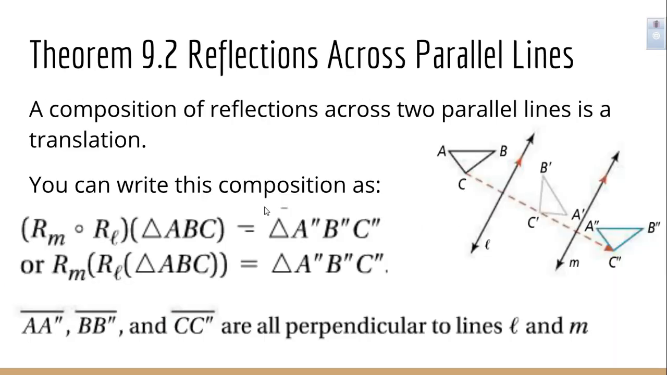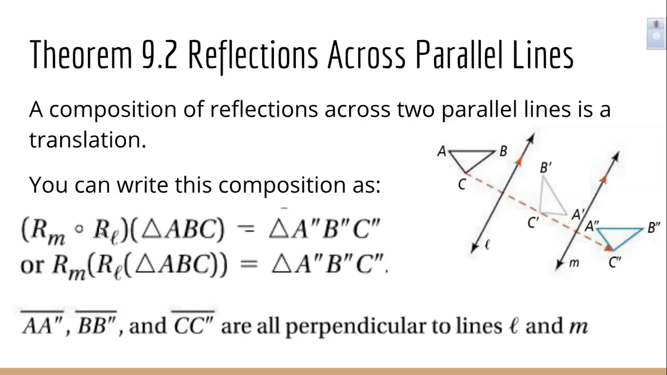So let's take a look at our first theorem. Theorem 9.2, reflections across parallel lines. A composition of reflections across two parallel lines is a translation. If you look here, we've got this triangle ABC, and we're going to reflect it over line L. Now we're going to take this triangle A prime, B prime, C prime and reflect it across line M. It looks in the same position as it did when it started, so that is nothing more than a translation. It's slid into a new position.